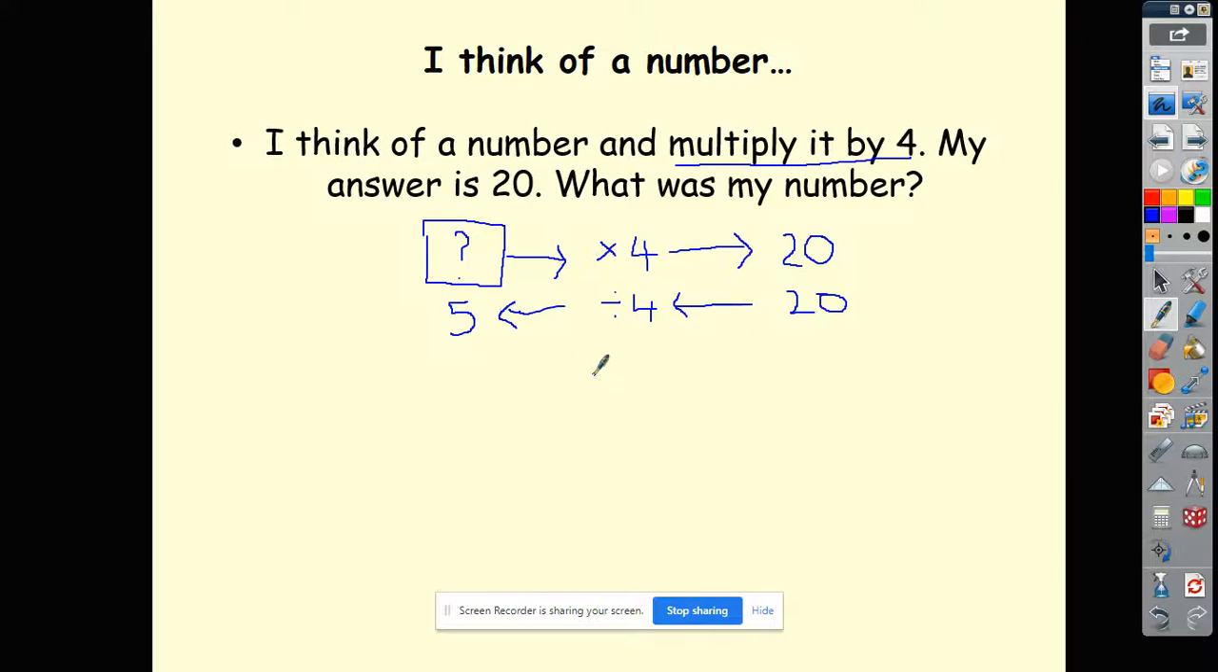Okay, well, let's double check to make sure that does work. So if that was 5 and I multiplied it by 4, so 5, 10, 15, 20, it would equal 20. So we know that that is correct. Okay, let's have a look at a slightly harder one.